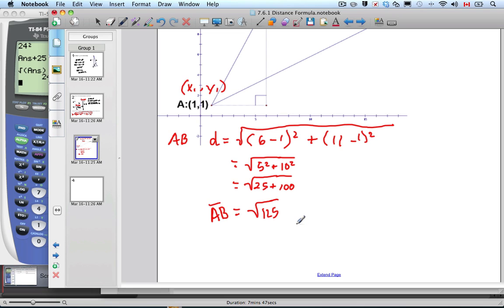And I like how you're keeping this notation so we can keep track of actually which values you're looking at, the A to B. That's good. Thanks.